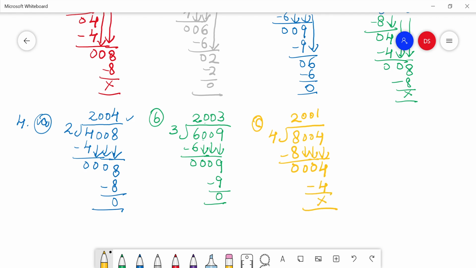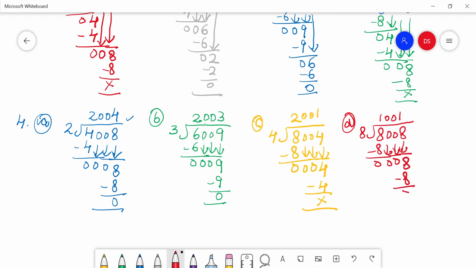Now we have D part to do. In D part, the question is 8008 divided by 8. 8 1s are 8. This is 0. Write 0. Then again write 0. Last digit is 8. 8 1s are 8. Children, here again the answer is 1001.